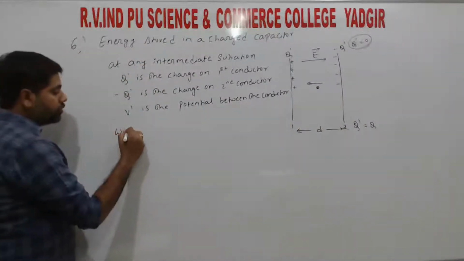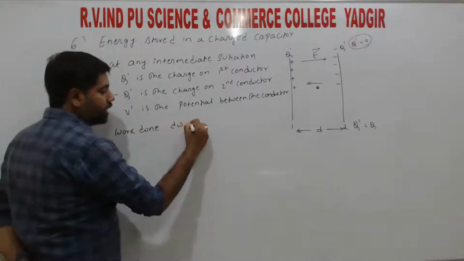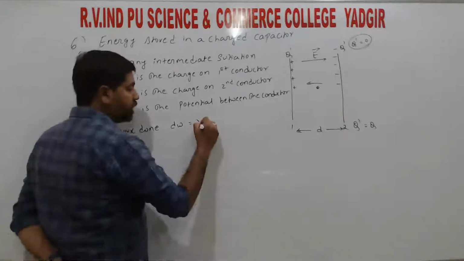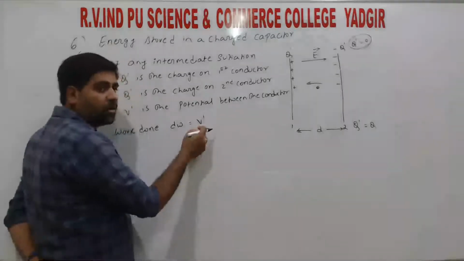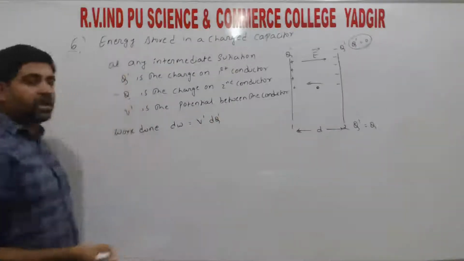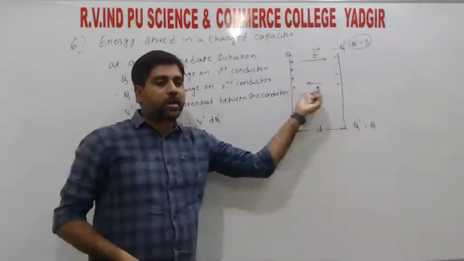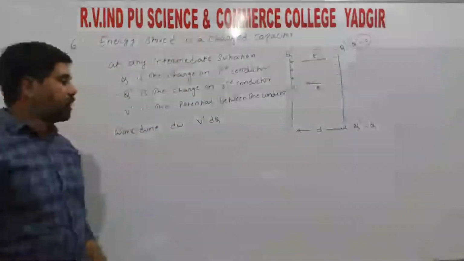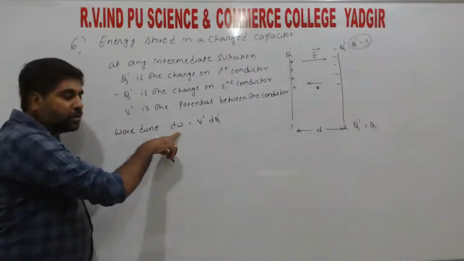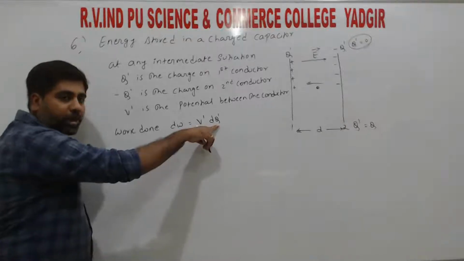The small work done we take as dW. So dW is equal to V dash into dq dash, where dq dash is the small charge which we are bringing from the second conductor to the first conductor, right? So the small work done dW equals V dash into dq dash.